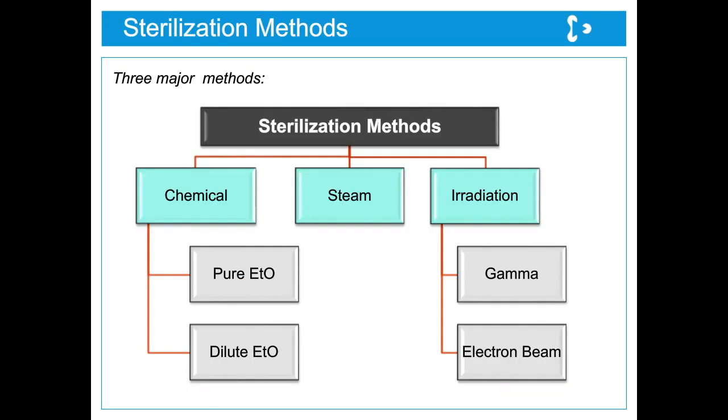There are three different types of sterilization methods. There's chemical sterilization, which is done through ethylene oxide. It can either be pure or dilute ethylene oxide, depending on your safety concerns. There's steam sterilization, which is done via an autoclave. And then there's irradiation sterilization, which can either be done by gamma or electron beam. Now, earlier I mentioned that the material composition does play a factor. However, there's other criteria that also plays a factor that I'll touch on shortly into this webinar.